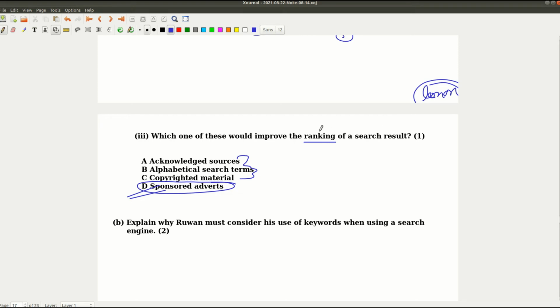Maybe it can increase your ranking, improve your ranking, but that doesn't mean it will give you a ranking of 1 or 2. There is some other calculation they are also doing to give a ranking to your article. So this is the process of providing a ranking to your article. So if you sponsor adverts, this is one of the ways you can rank your article.